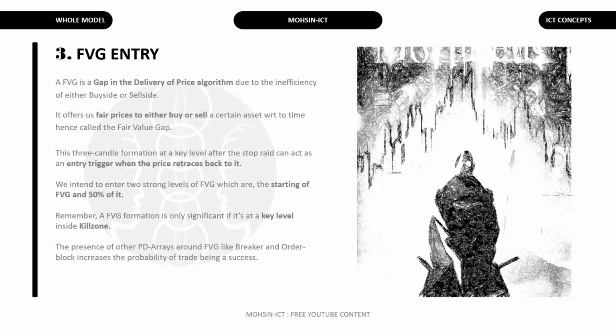The presence of other PD arrays around the fair value gap, like breakers or order blocks, increases the probability of the trade being a success. If you are familiar with these concepts, you can align the fair value gap with these breakers and order blocks and use them as an entry confluence as well. A fair value gap can be reused as an inversion fair value gap once the price disrespects it.